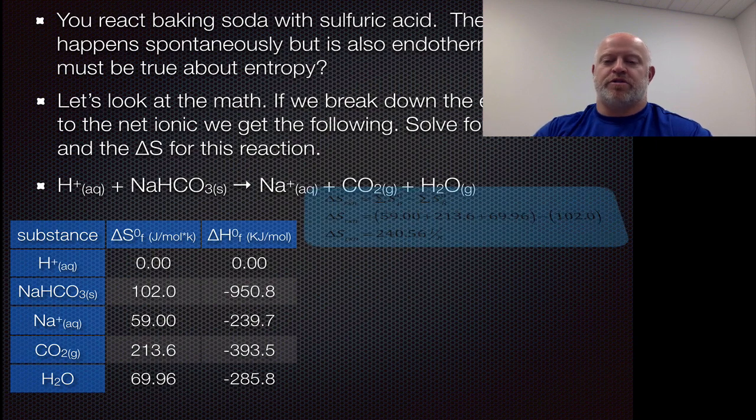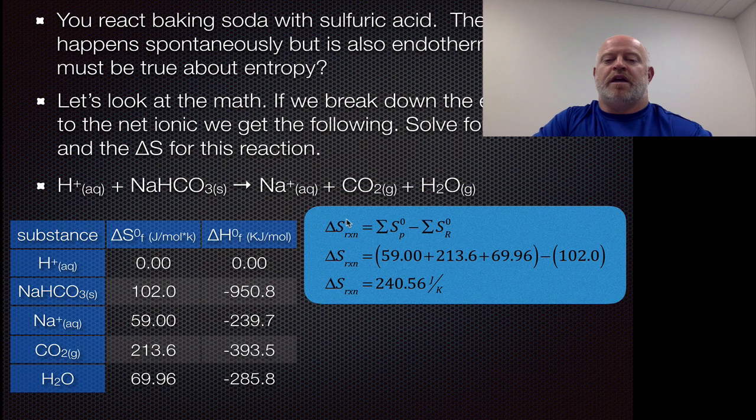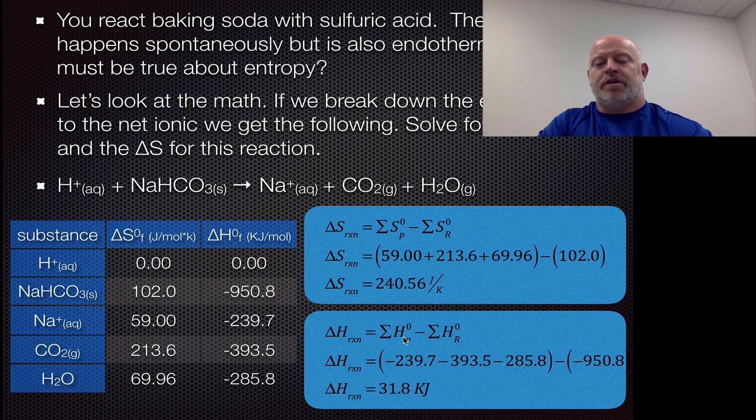What we should find is that when we did the entropy change for the reaction, we take all of our products, and since it's all 1 mole, we take them all times 1, minus our reactants, and we get a change in entropy of 240.56 joules per Kelvin. We do the same thing for our enthalpy, add up all your products, so these are all negatives, a negative plus a negative plus a negative, minus another negative, and we get a change of 31.8 kilojoules.